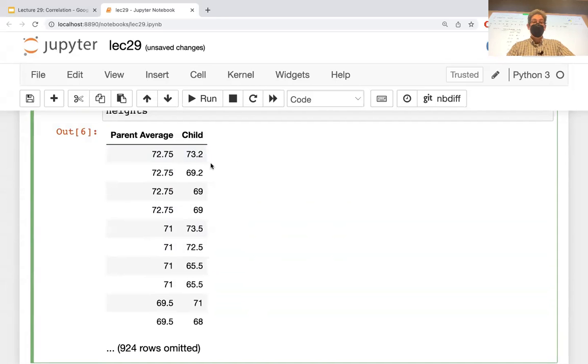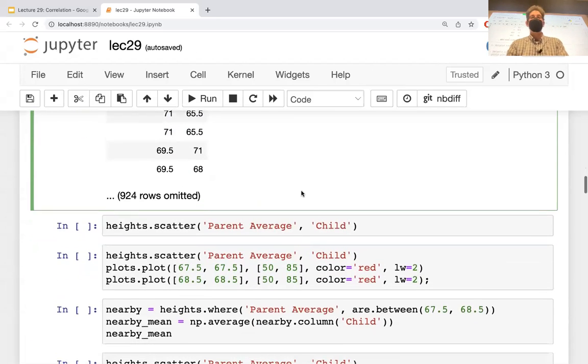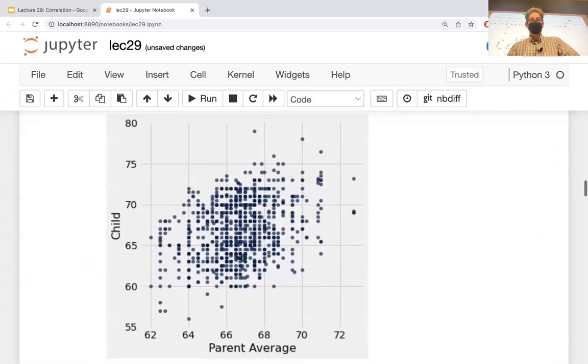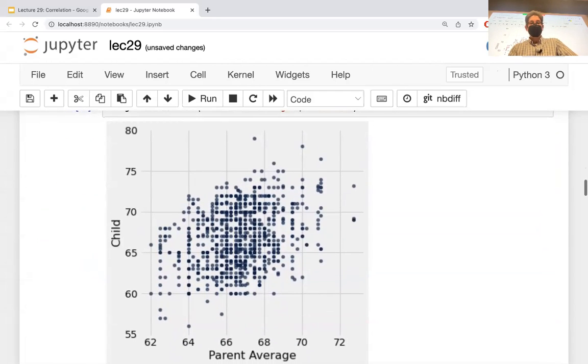934 people at their adult height, along with the average of their parents' height. Any questions about this? You remember this a little bit? Okay, cool. So what did we do? We drew a scatter diagram. And then we tried to describe this. And we asked, is there an association? What's an association?